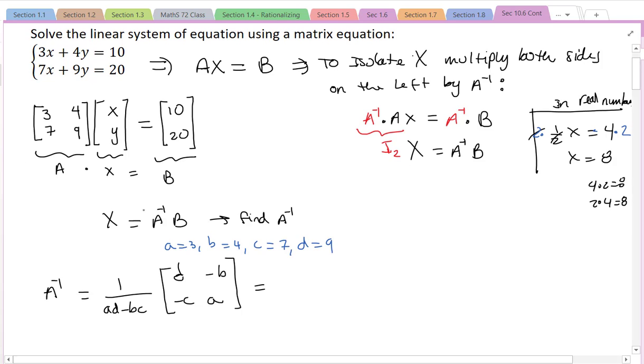So this becomes 1 over AD, so 3 times 9, which is 27, minus BC, which is 4 times 7, which is 28, times the matrix. I'm going to have 9, -4, -7, and 3. 27 minus 28 is -1, so I really just have -1 times this matrix.